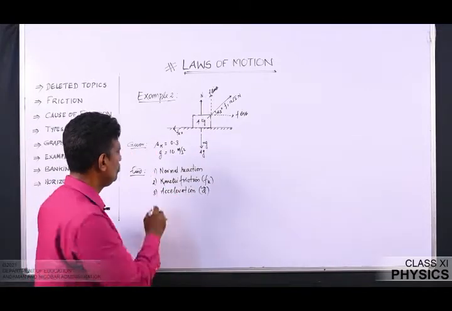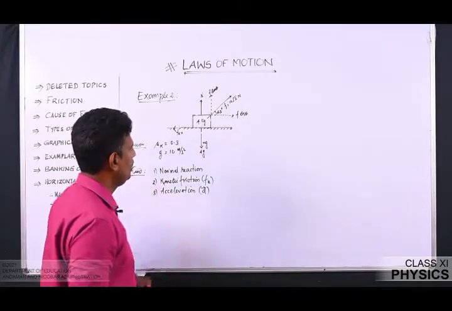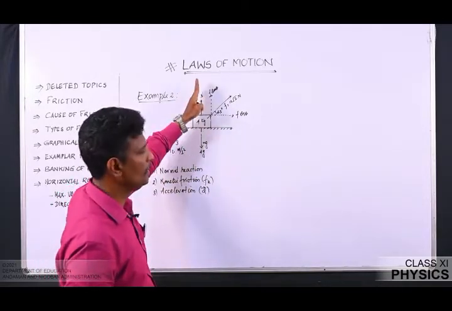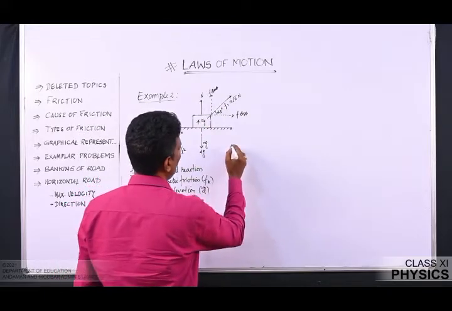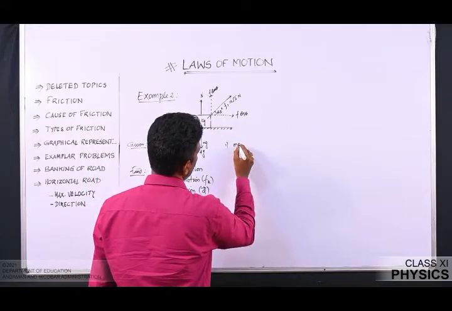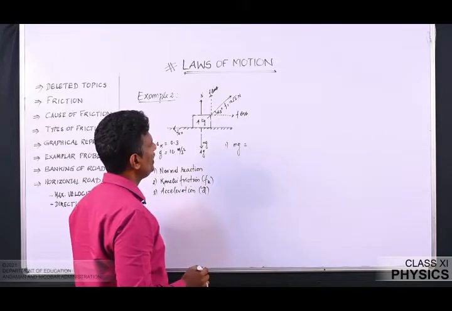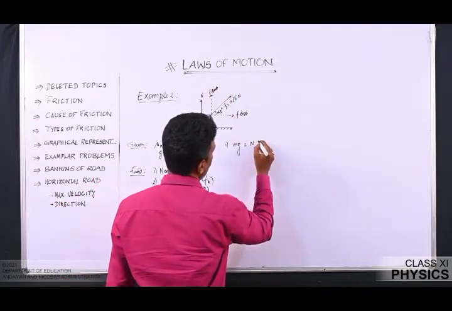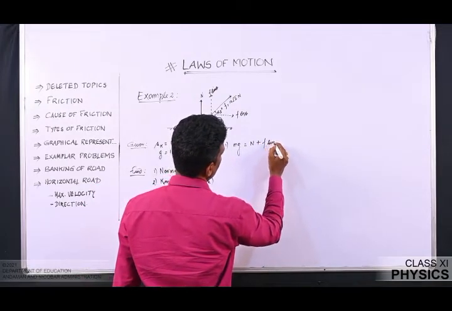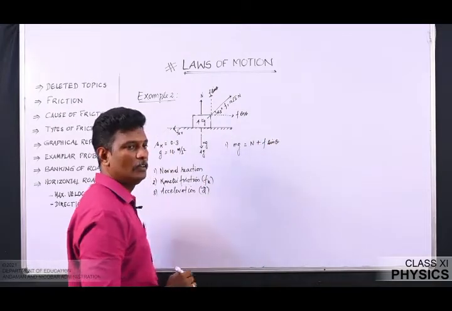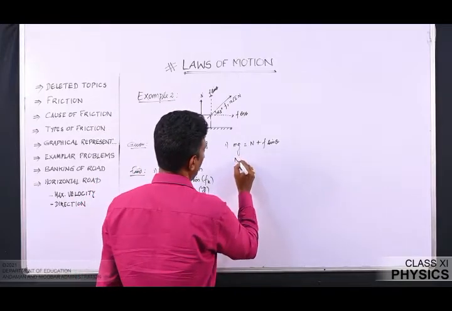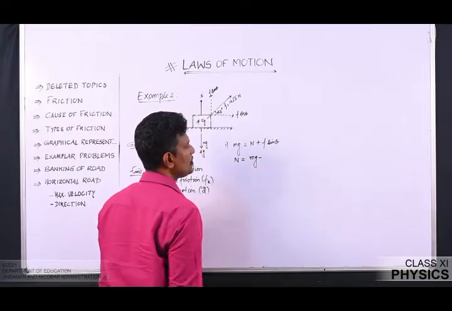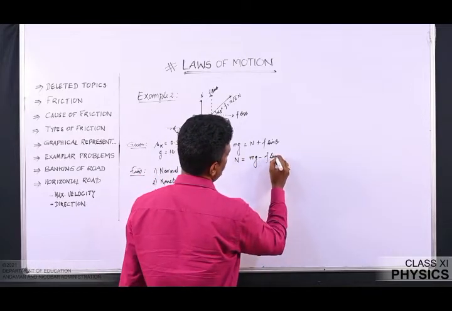Then how to find the normal reaction? Action is equal to reaction. So, what is in action? mg. In normal reaction, N plus F sin theta. So, N we can have N is equal to mg minus F sin theta.